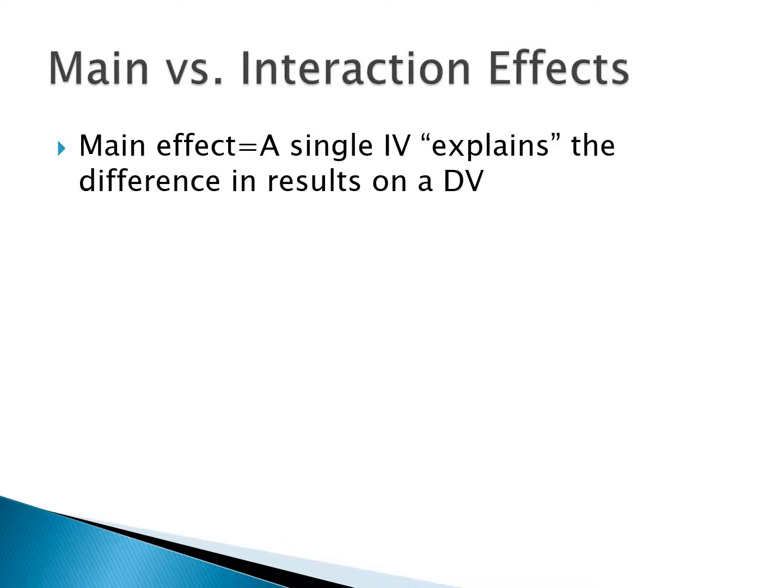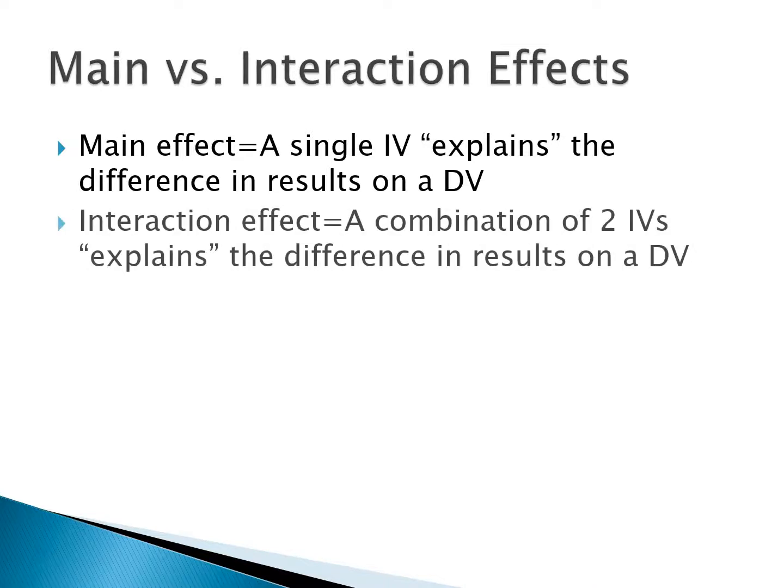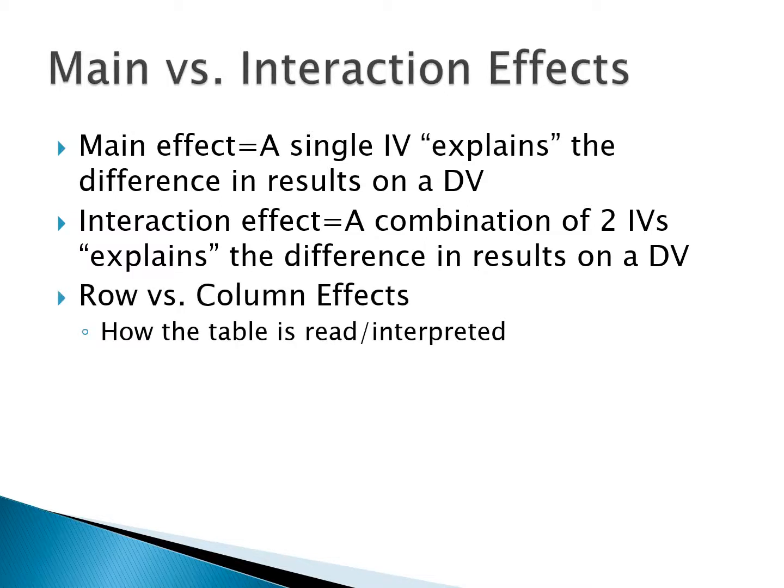Now, main effect means that one independent variable will be enough to explain whatever is going on with the dependent variable measure, versus an interaction, which means that there is a combination of independent variables that explain what's going on with a dependent variable measure. And if you remember, we had the x crossing between the variables, and that's the interaction effect.